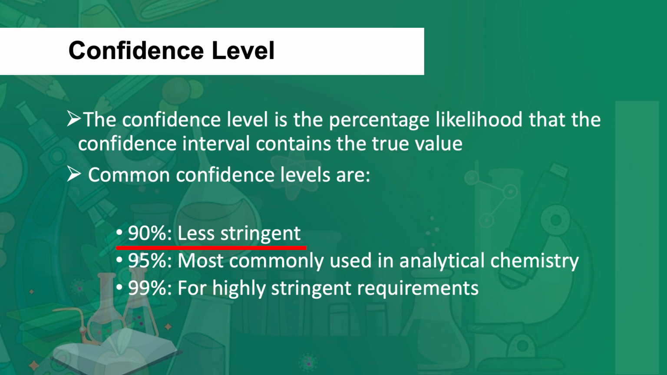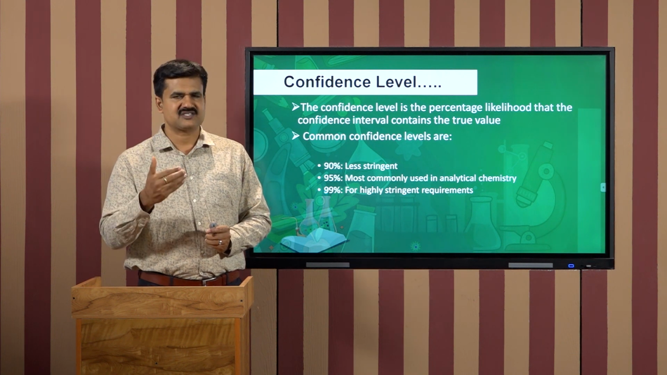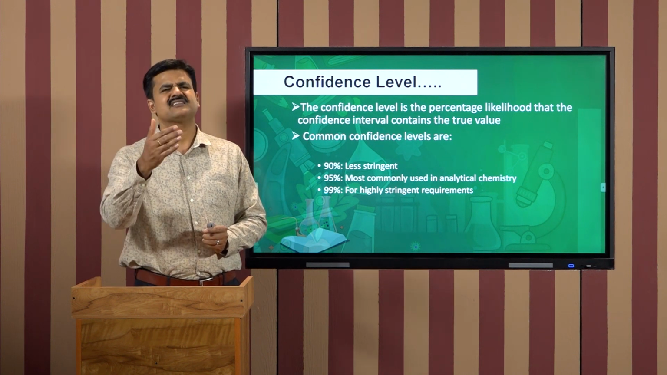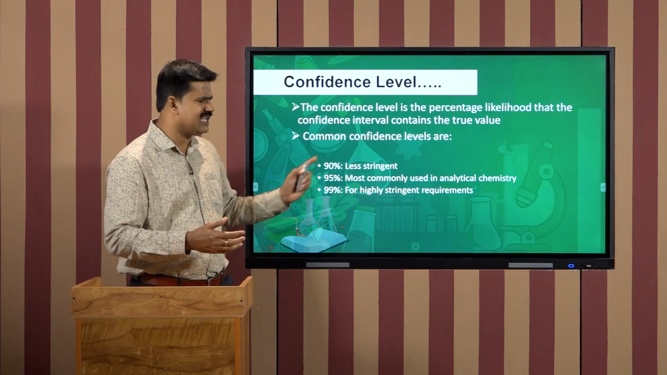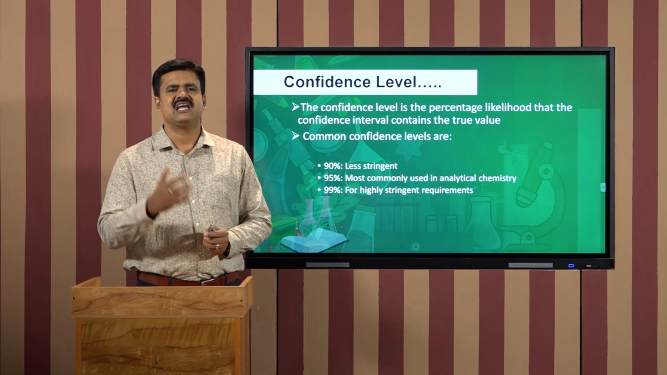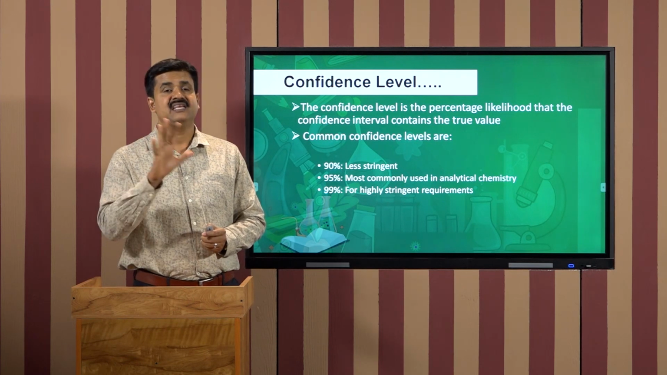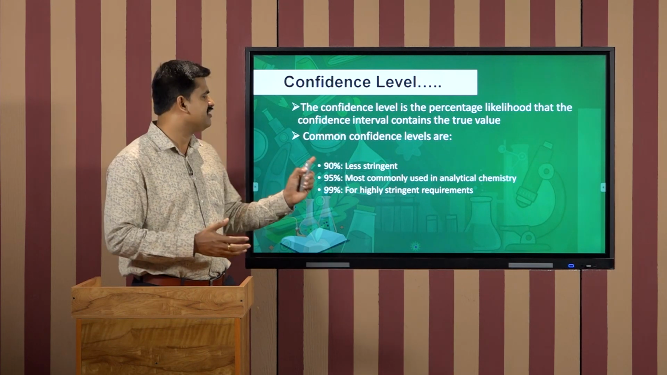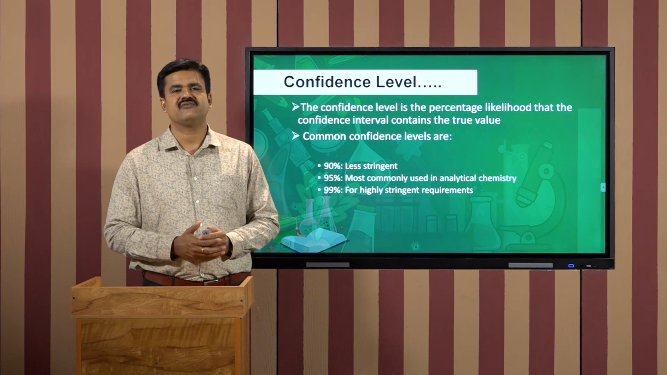A 90% confidence level indicates less stringent analysis. 95% represents the most common level, most commonly used in analytical chemistry, and 99% is for highly stringent requirements. So, in analytical chemistry and quantitative chemical analysis, there are three kinds of confidence levels: maybe 90%, maybe 95% and maybe 99%, and in general common analysis we are taking the 95% confidence level.